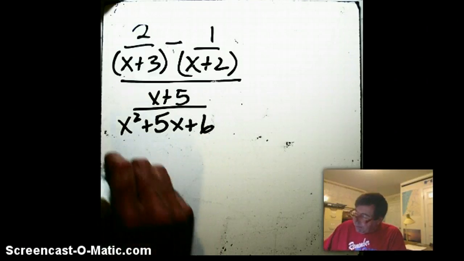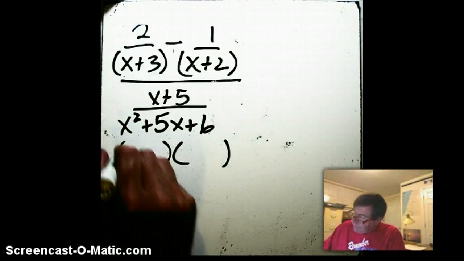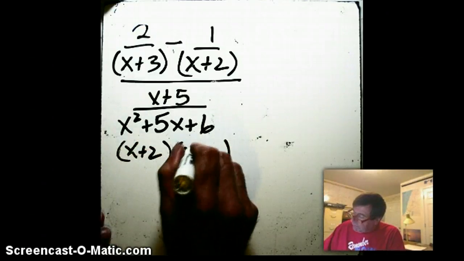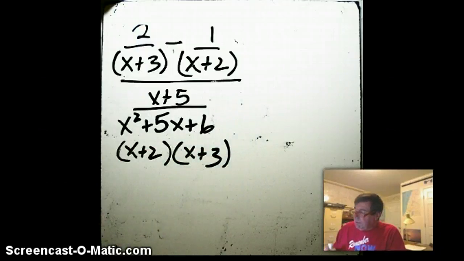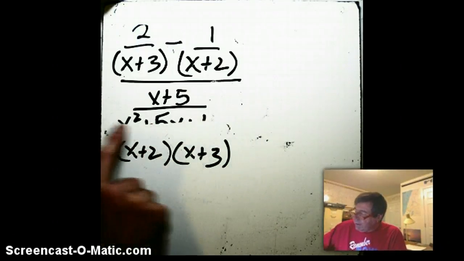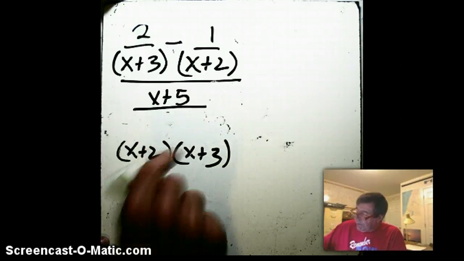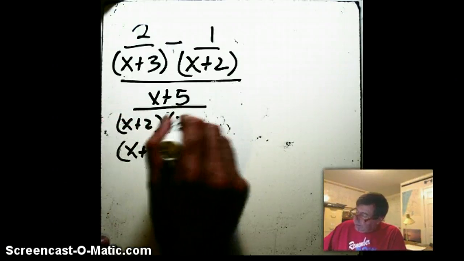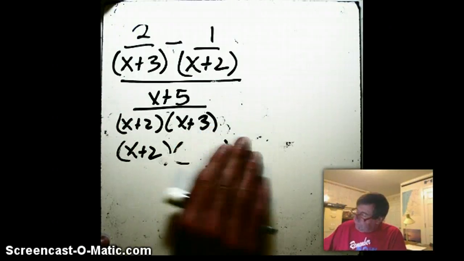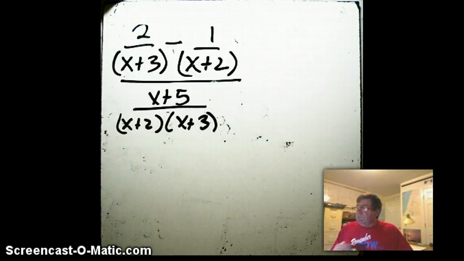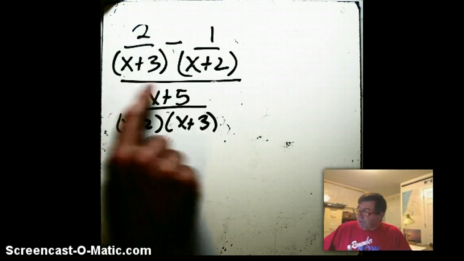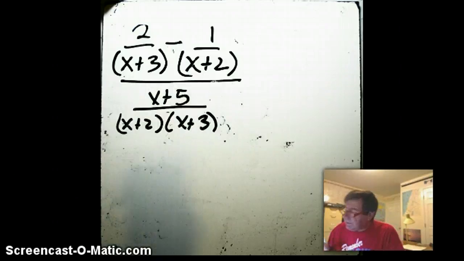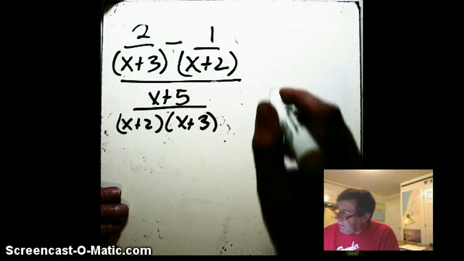Notice down here at the bottom we have two factors. You have x plus 2 and we have x plus 3, right? So I'm going to rewrite this as x plus 2 and x plus 3. Now, we want to find a common denominator for the top. Now remember, the common denominator is going to be these two factors. We're only going to work with the top right now.